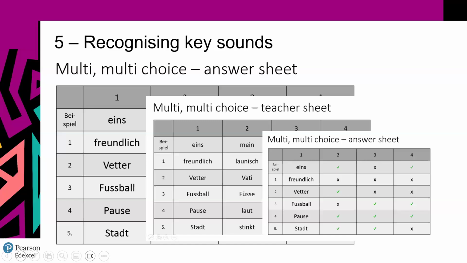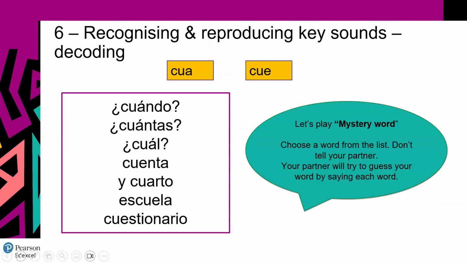Okay, so here obviously you've got the answers there. Here we could play a game of the mystery word. So here we say let's practice 2 sounds, the quoi and the que. And then what we need to do is, you give them a list of words like this. So cuando, cuanto, sorry, apologies for my Spanish accent.